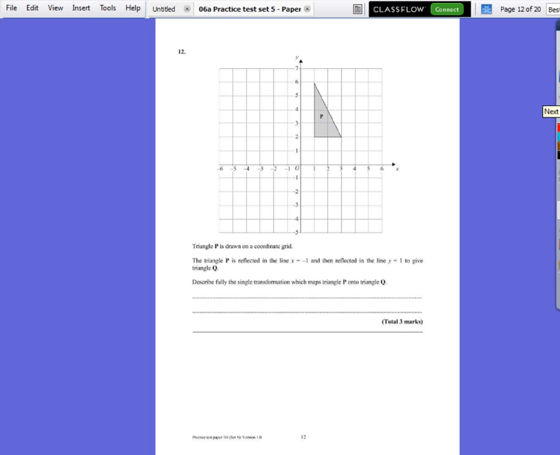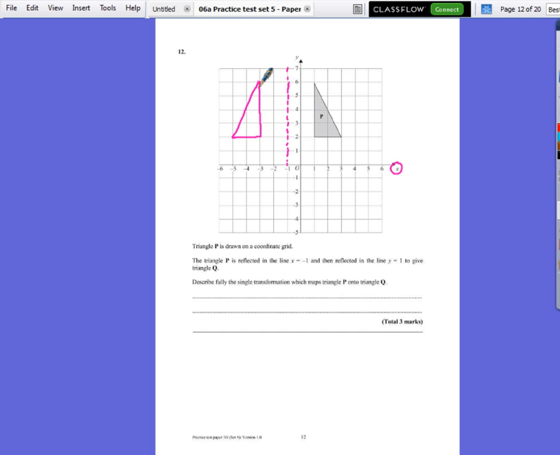Question 12, triangle P is drawn on a coordinate grid. The triangle P is reflected in the line x equals minus 1. So x equals minus 1 is this line here. You can see it's 2 squares away, so I need to go 2 squares away this side and reflect it out, so it will go to there.